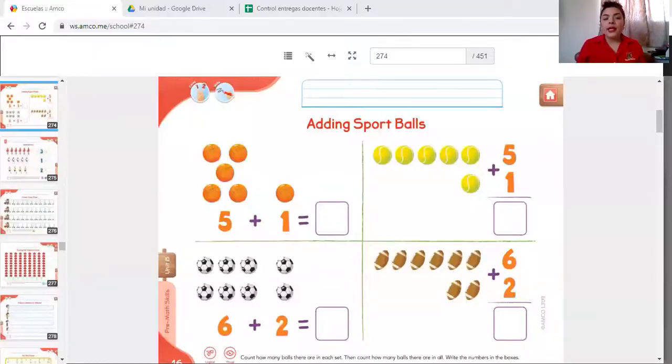So, I'm going to share my screen. Very good. First, let's see mathematics. So, adding sport balls. I don't have balls, but I have pens. There you go. So, let's go. Imagination, these pens are balls. So you tell me, oh, I forgot the checklist, but don't worry, I'll pass it later, okay? So let's go.